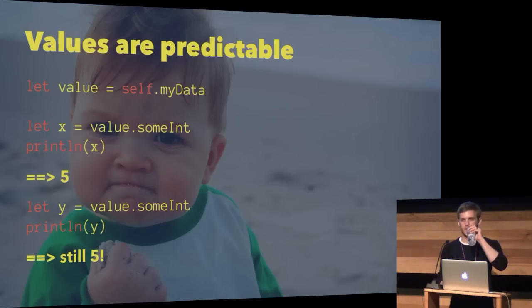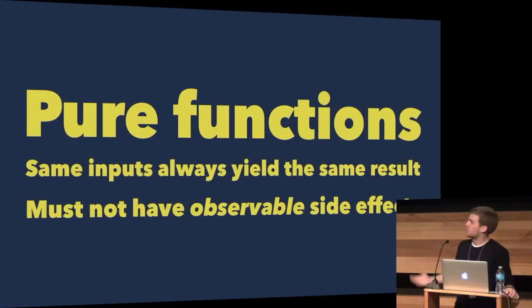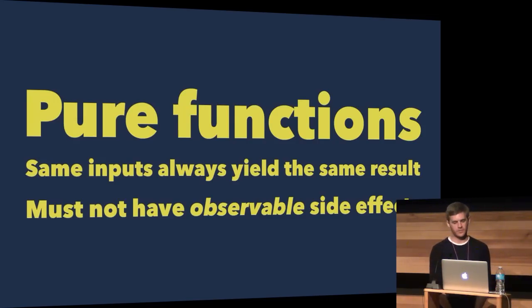So it helps with predictability and reproducibility and so forth. In addition to value types, pure mathematical algorithms are another great way to eliminate state. As mentioned before in Natasha's talk, pure mathematical functions, for the same inputs, always yield the same result, the same output. And the key here is they must not have observable side effects.